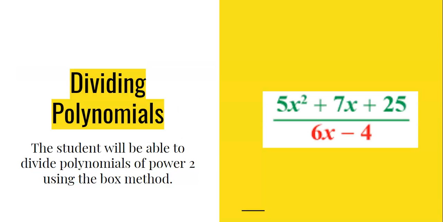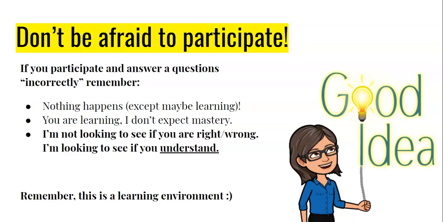So we're going to be dealing with dividing polynomials up to exponent 2 using the box method. We're still using the box method that we used when we were multiplying polynomials, except this time we're going to be working backwards.